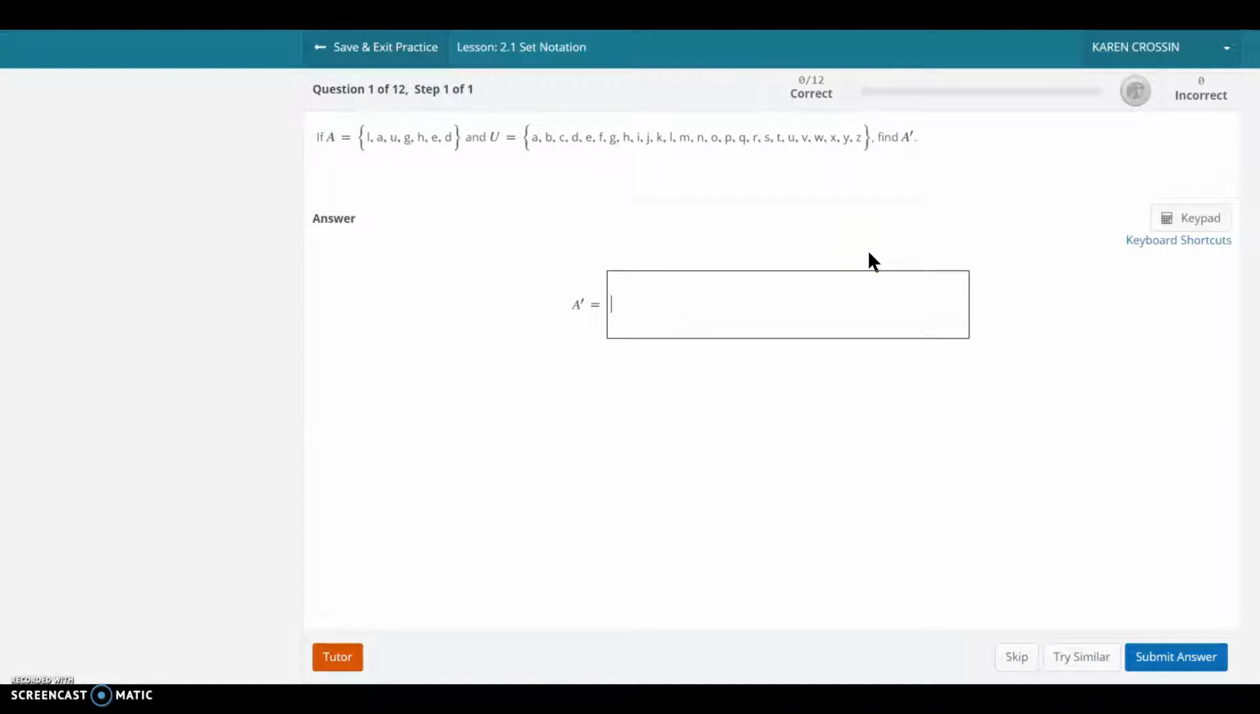So first, let's talk about the math a little bit. There's this little symbol right there. Chris, can you tell me what that means? That means the complement of A, or not A. The complement of A, or not A.